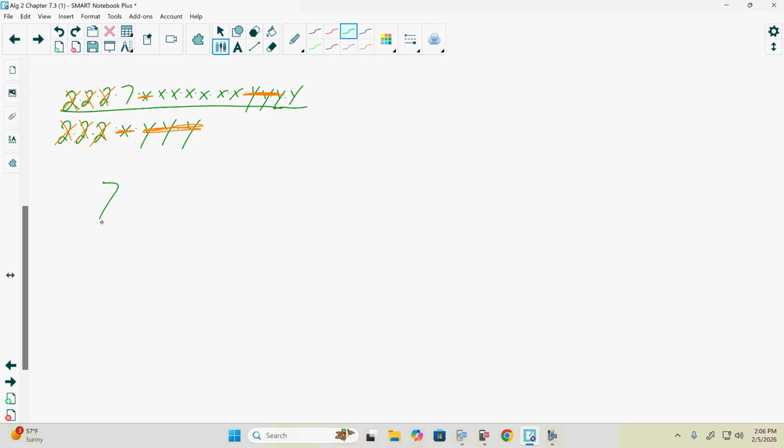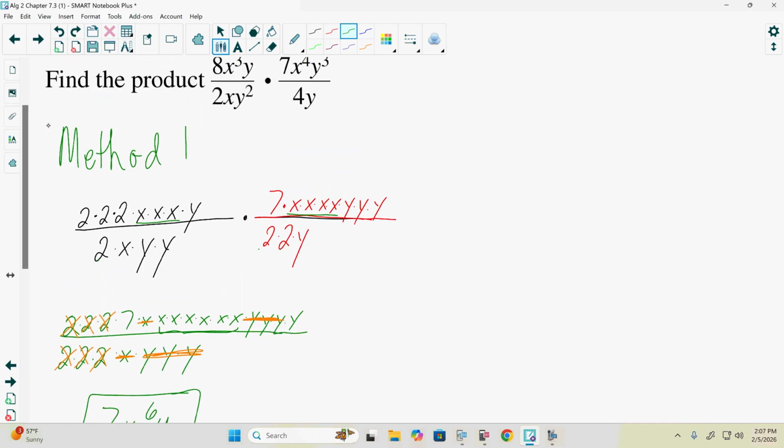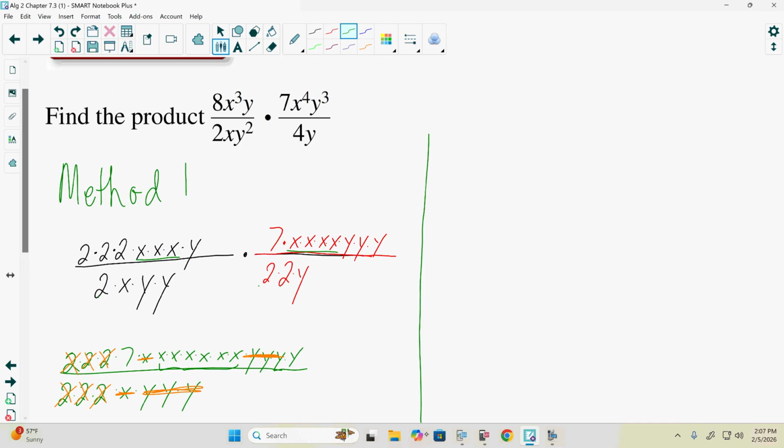We do have 7 times x. Well, how many x's do we have? 1, 2, 3, 4, 5. So that would just be x to the 6th. We have 1 y, so it is just y to the first. So this multiplies back together to give us 7x to the 6th y. Questions on this here? We're ready for method 2.